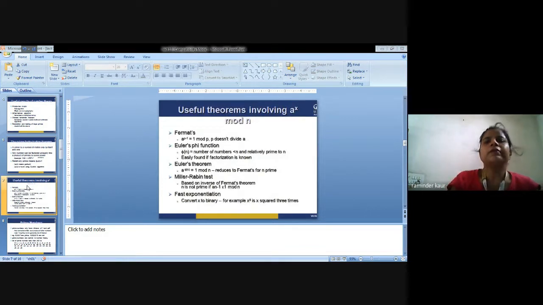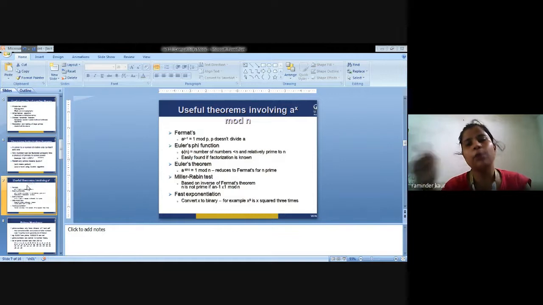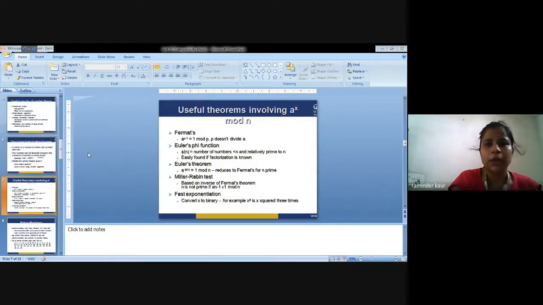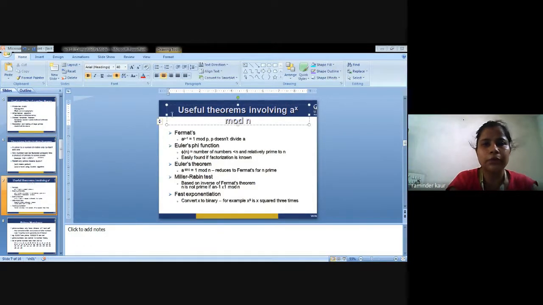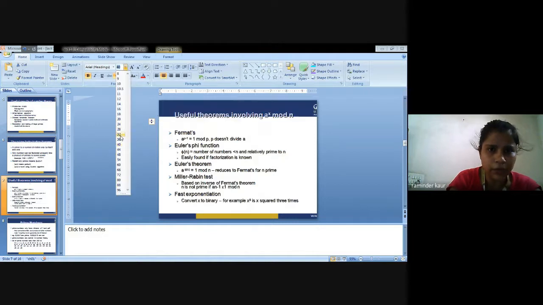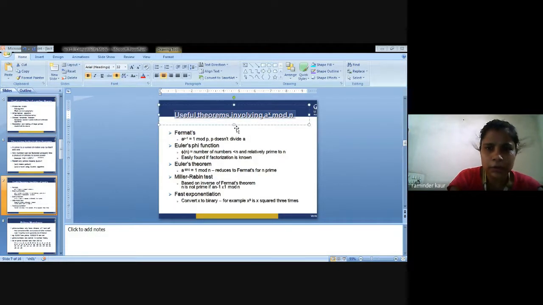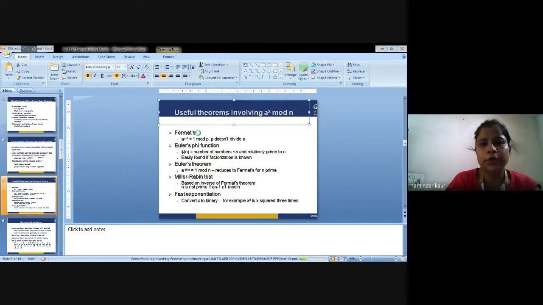So next are theorems that involve A raised to power x modulus of n. So what are those theorems? I have discussed those theorems.